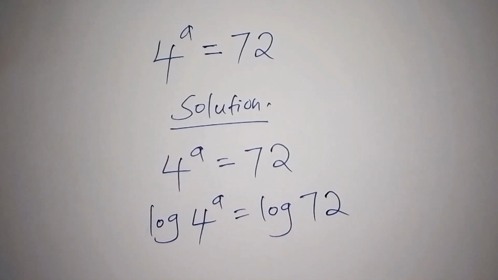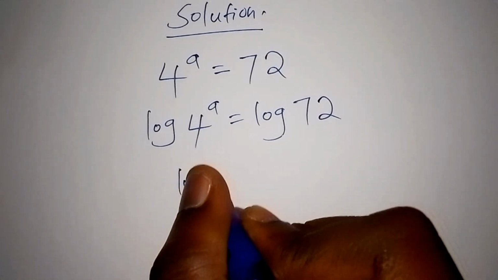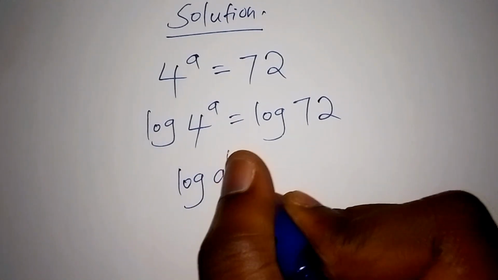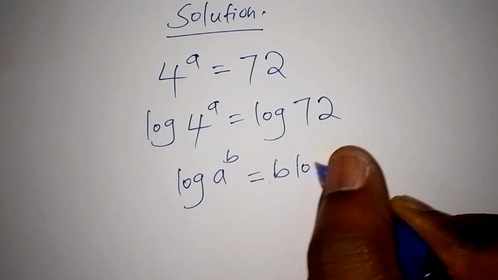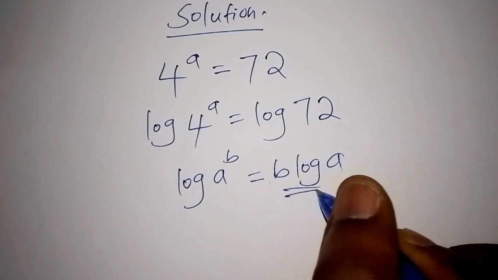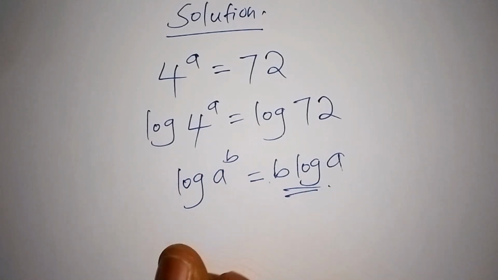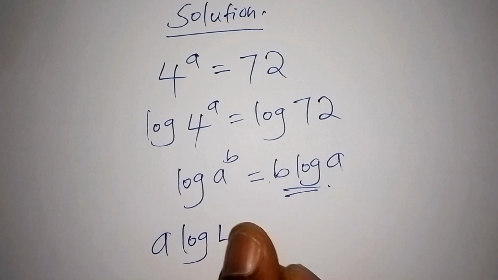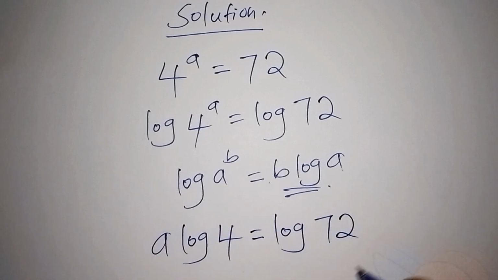So here we shall say that when we have the log of a to the power of b, this can also be expressed as b log a. So let's express the log of 4 to the power of a in this form. So now we shall have a log 4 is equal to the log of 72.